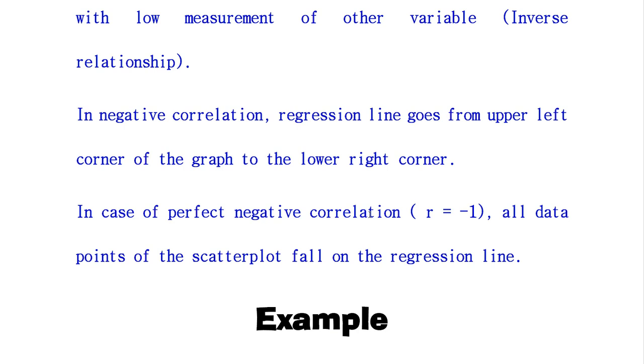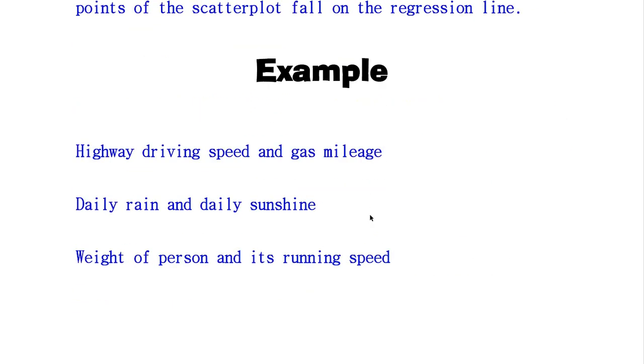In perfect negative correlation, r is equal to -1 and all the data points lie on the regression line. Here are examples of negative correlation: highway driving speed and gas mileage. As the speed is low, the gas consumption will be high. Daily rain and daily sunshine. If the day is raining, then the sunlight will be minimal, or it will be cloudy.